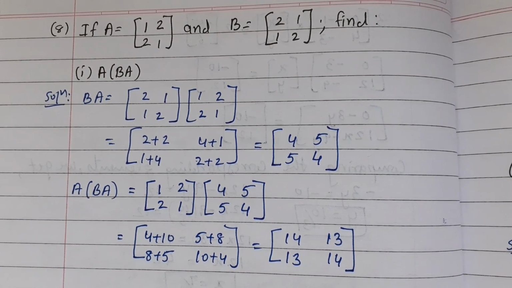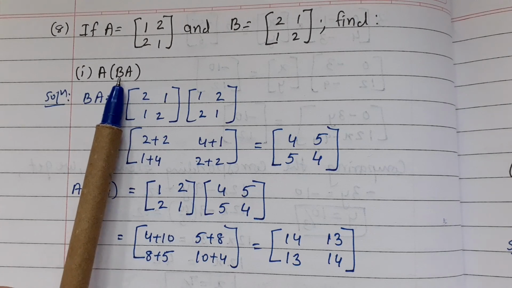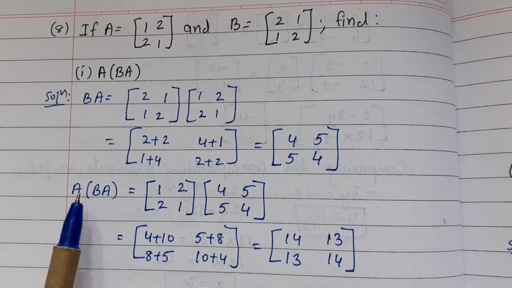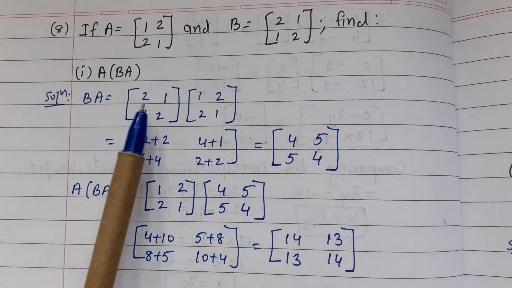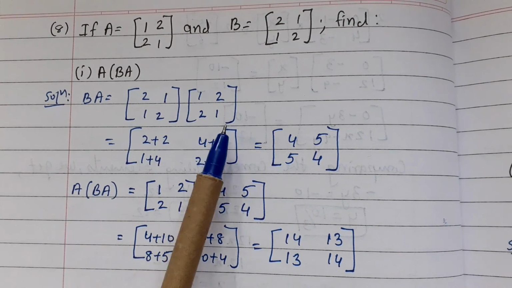Sum number 8. If A equal to 1 2 2 1 and B equal to 2 1 1 2, find first part A into BA. So first we will multiply BA and then we will multiply by A. BA equal to B matrix is 2 1 1 2, A matrix is 1 2 2 1.